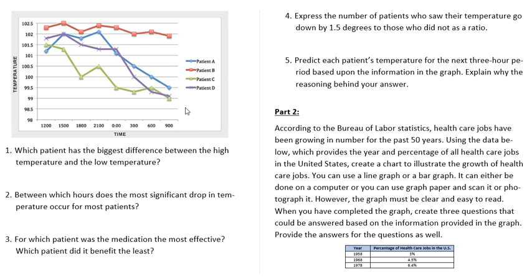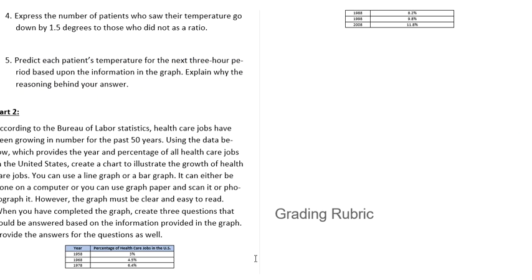All right, so then we move on to part 2. According to the Bureau of Labor Statistics, healthcare jobs have been growing in number for the past 50 years. Using the data in the table, create a chart to illustrate the growth of healthcare jobs. You can either use a line graph or a bar graph. It can be done on a computer or on graph paper to be scanned and photographed. You can take a picture on your cell phone, whatever works for you, as long as I can read it.